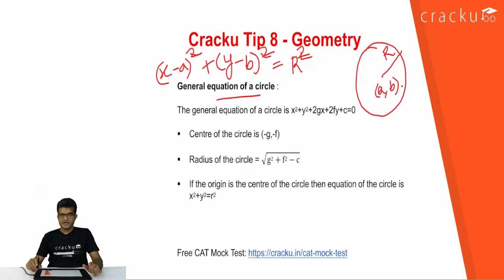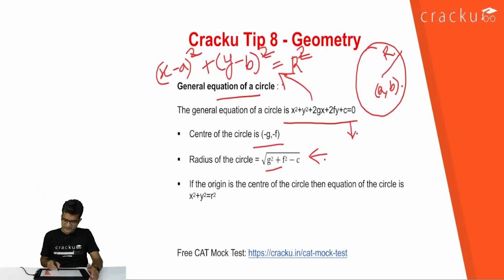Another way of looking at it is, if you are given an equation of the form x square plus y square plus 2gx plus 2fy plus c is equal to 0, you can transform this to something along these lines by completing the perfect squares, and you will figure out that the center of the circle is (minus g, minus f), and the radius of the circle is the square root of g square plus f square minus c. It is quite easy to actually transform it.